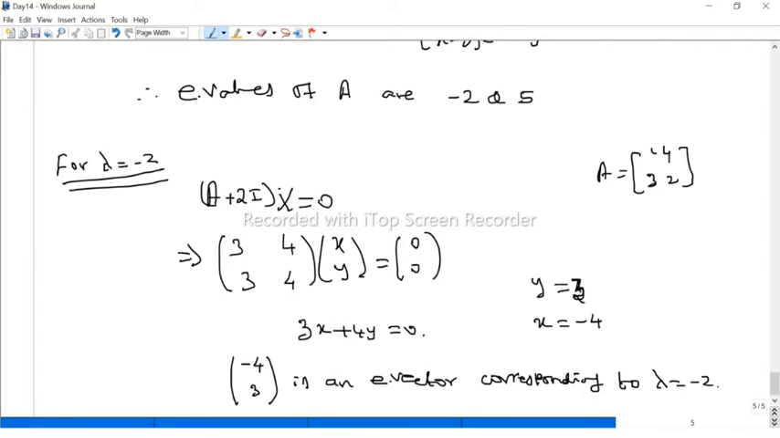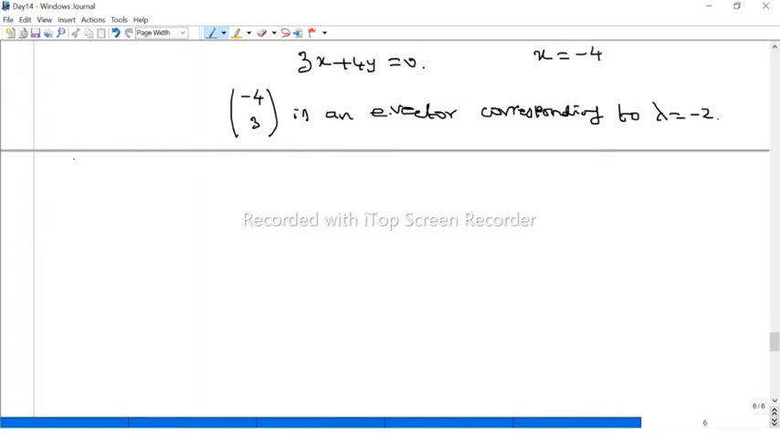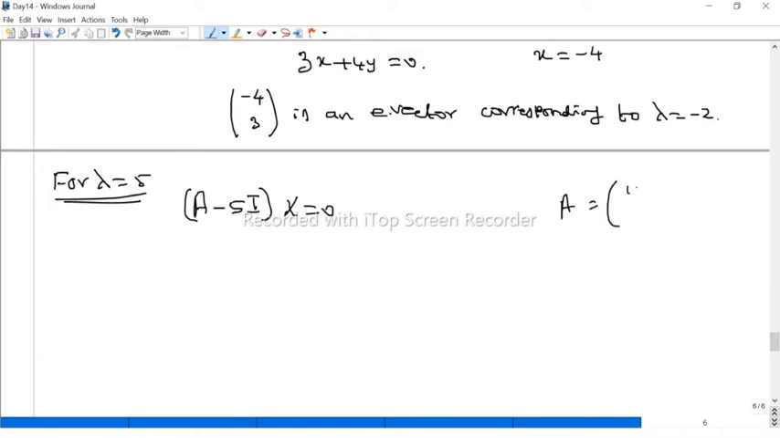Good. Now again for another eigenvalue, lambda equal to 5. So for lambda equal to 5, what is the eigenvector? The eigenvector is nothing but the solution of (A minus 5I) x equal to 0, the non-zero solution of this system. So what is A actually? A is nothing but 1, 4, 3, 2.